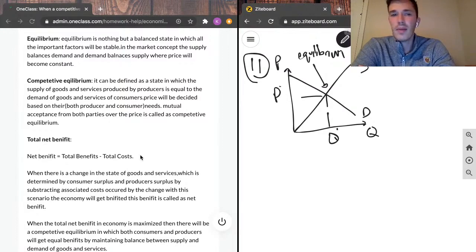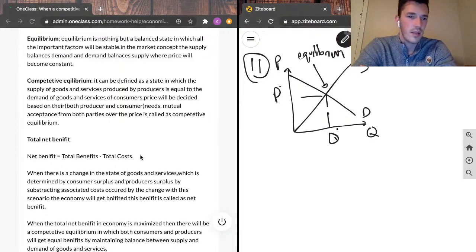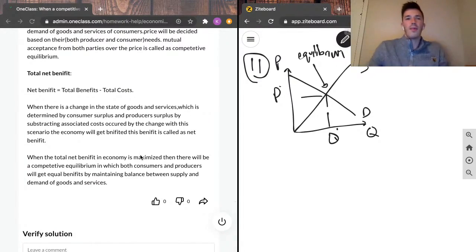Total net benefit, so net benefit is going to equal total benefits minus total costs. And they've written that when there's a change in the state of goods and services, which is determined by consumer surplus and producer surplus by subtracting associated costs incurred by the change with the scenario, the economy will get benefit. This benefit is called as net benefit. They lost me in there somewhere. I'm going to keep reading, and if there's anything that's unclear, I'll go back.